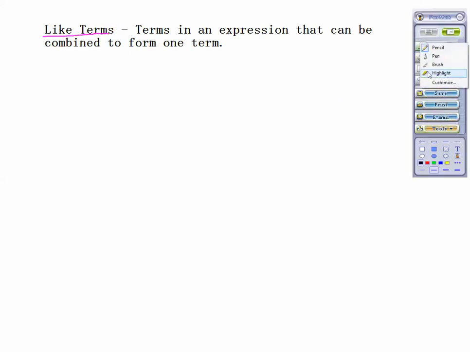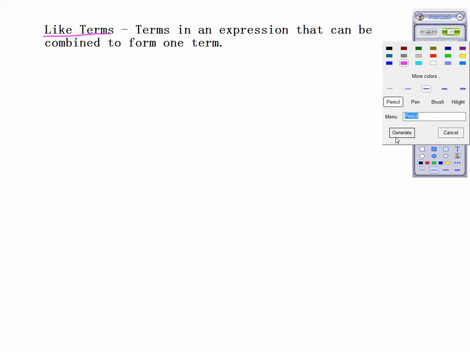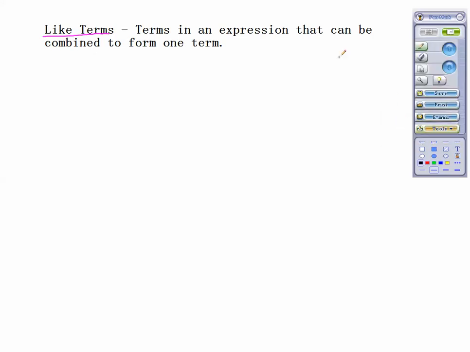So let's first look at this important idea of like terms. Like terms are one of those concepts that you might have faced before, and maybe you memorized a bunch of rules, and for the most part you're just trying to rely on memory. So our goal is to understand like terms from a conceptual perspective so that you never really have to truly memorize anything. Like terms are terms in an expression that can be combined to form one term.